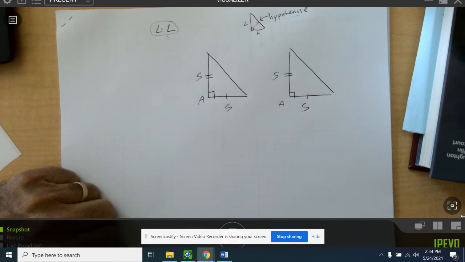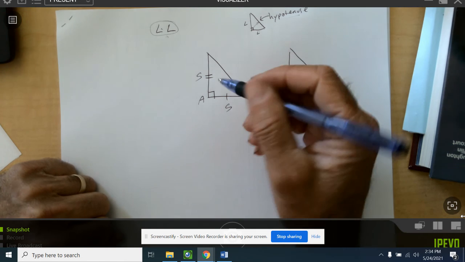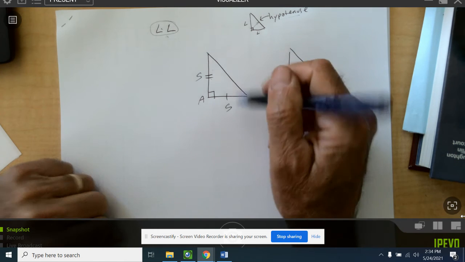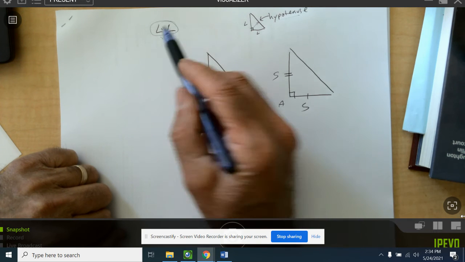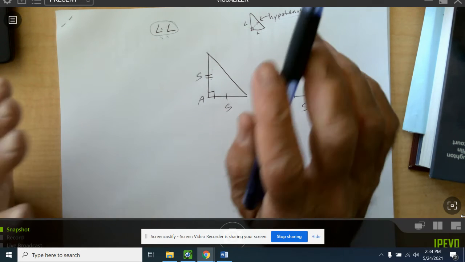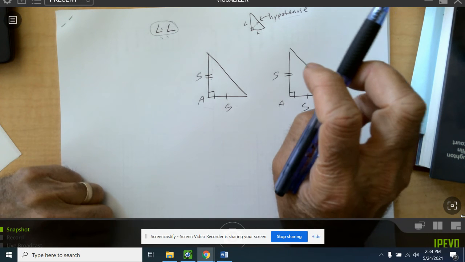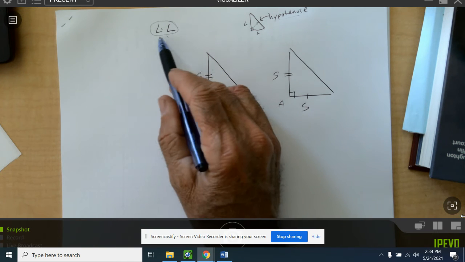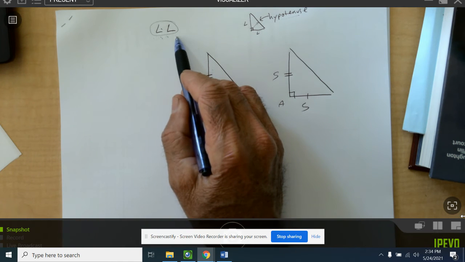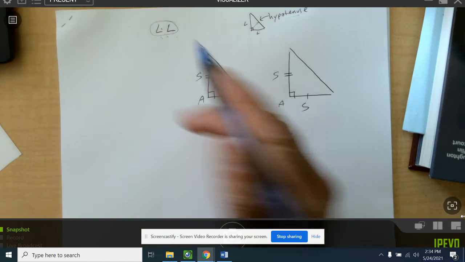Same thing. So this one isn't as important to remember, because if you know side-angle-side, anytime there's leg-leg, you can use side-angle-side. It's just as good. It doesn't cause you any extra work. The only reason for having this here is sometimes you'll see leg-leg, and I don't want you to get confused.